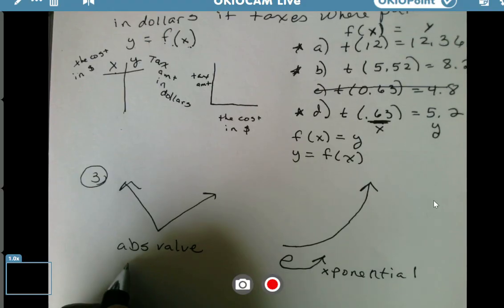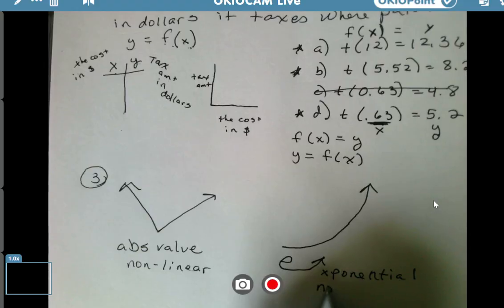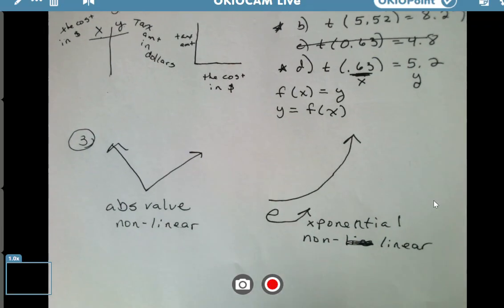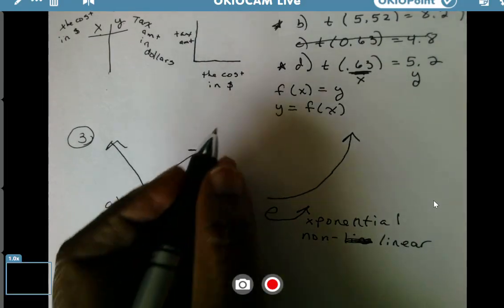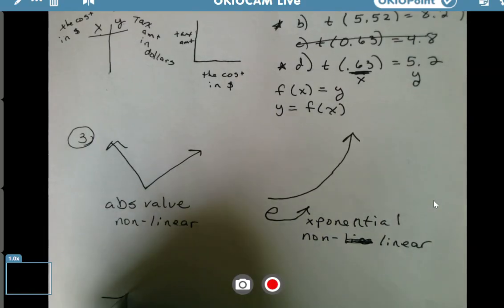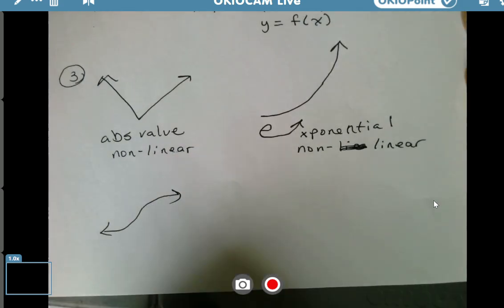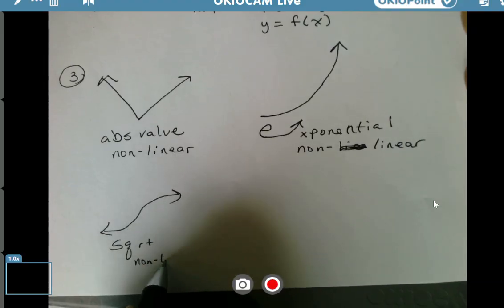Alright, now, both of these are nonlinear. That means that they do not have a constant rate of change, and they do not make a straight line. So this is nonlinear. Alright, and just for fun, this is the square root function. It is also nonlinear.